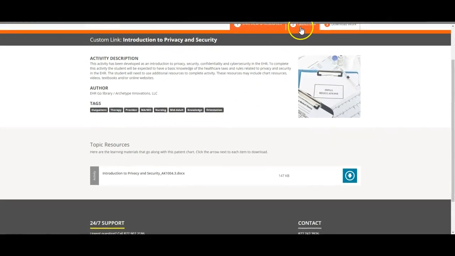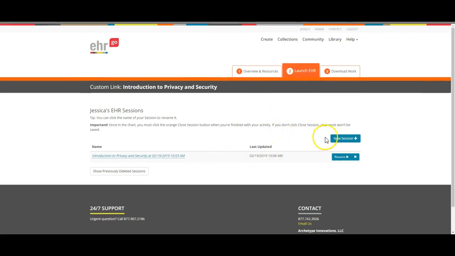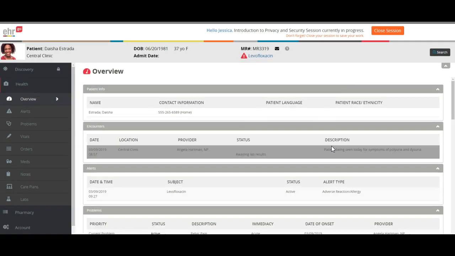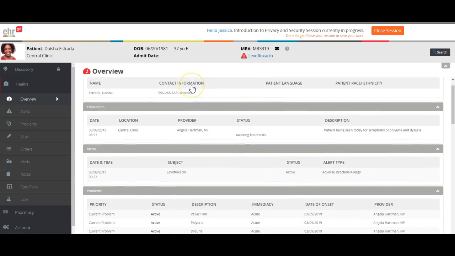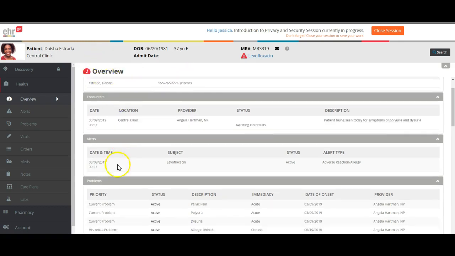So I'm going to let this launch over here. It's going to take us into this patient's chart, which I think is Daisha, maybe. Let's see, Daisha Estrada, I think, is the patient for this activity. Yes, Daisha Estrada. So we're going to work in Daisha's chart just a little bit. There isn't a lot we do for her in her chart. We don't work a whole lot in here, but we're going to check out a couple of things.